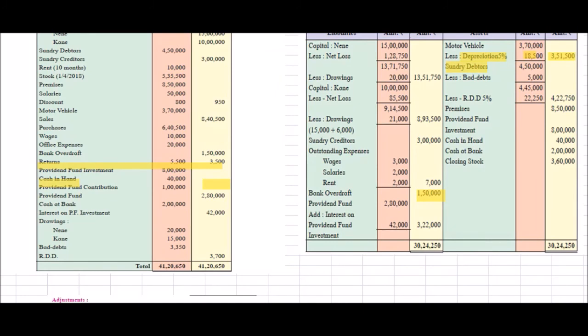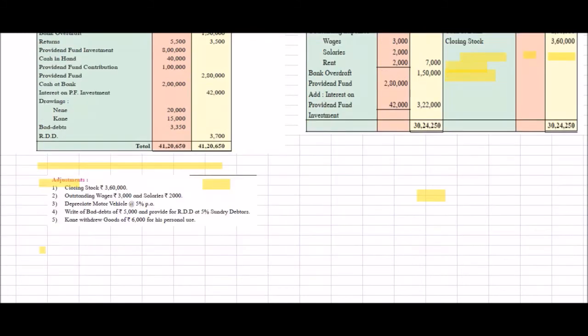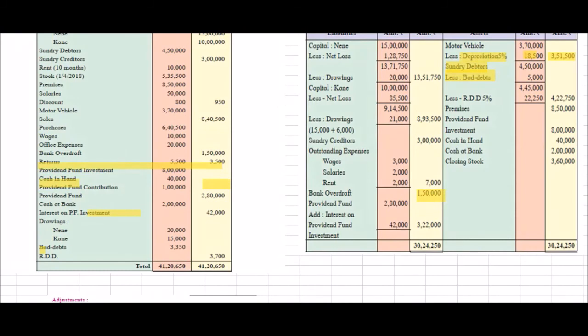So next is less bad debts. How much are the bad debts? In the adjustment it is given that bad debts are 5,000 rupees. I have taken it here, less bad debts from 4,50,000 rupees, so I got 4,45,000 rupees. Then we deduct 5% on the sundry debtors. After calculating, we got 22,250 rupees. So after deducting, the amount is 4,22,750 rupees.